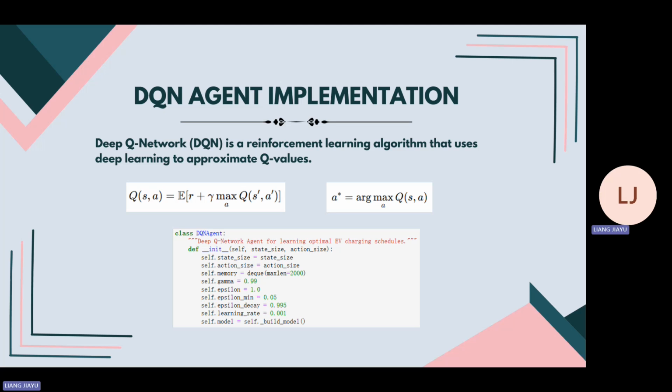Hello, sir. My name is Liang Jiayu. I will introduce the deep Q network agent implementation. The deep Q network agent learns decision-making strategies by approximating the Q function, which evaluates the value of taking a specified action in a given state.